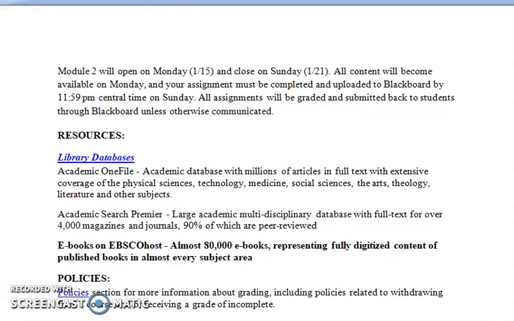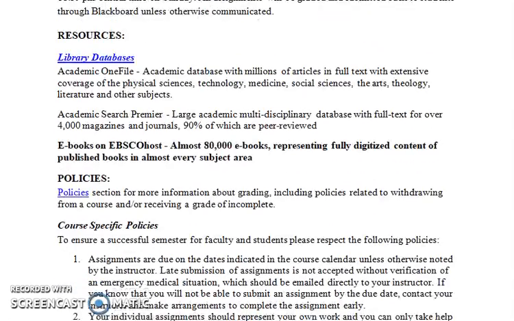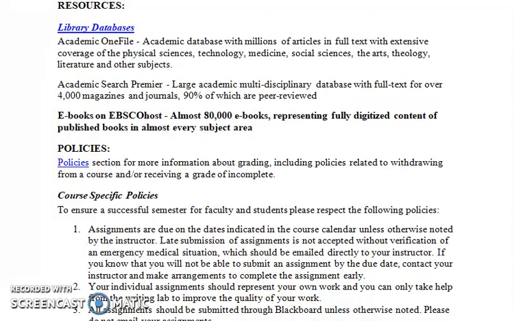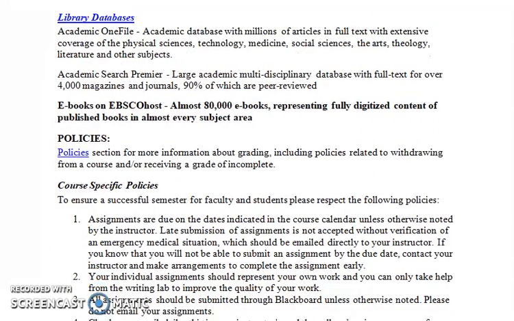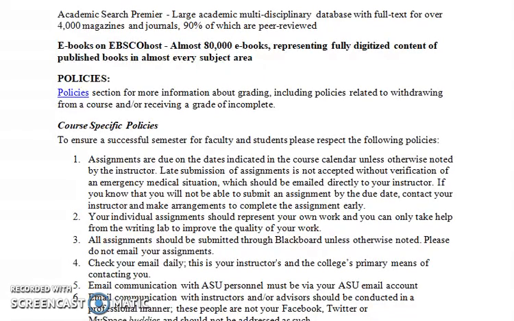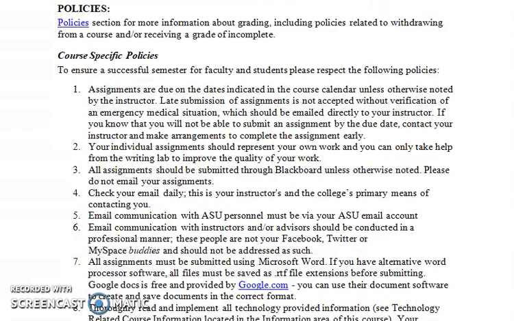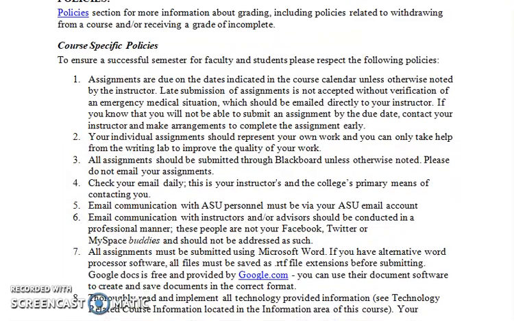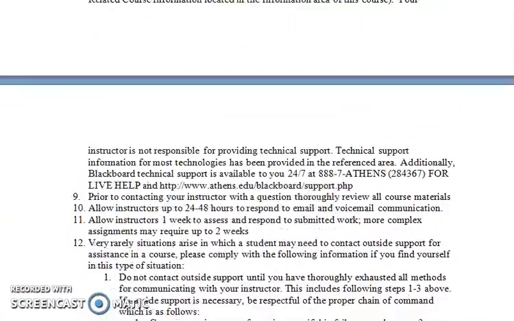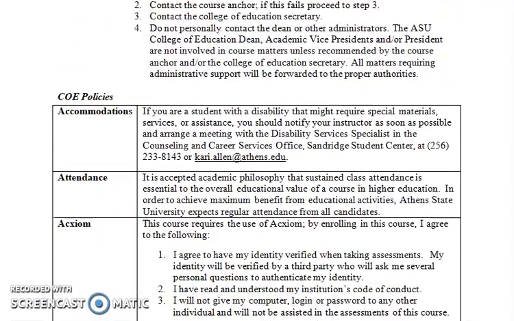We have some resources available if you need them. Again, most of the files or documents you will need I will provide, but we do have library databases available. We have a lot of policies that I'll allow you to read through. These policies are pretty standard. Yes, they're specific to this course, but they are pretty standard for all the courses here at Athens State. So you can read through those at your convenience.